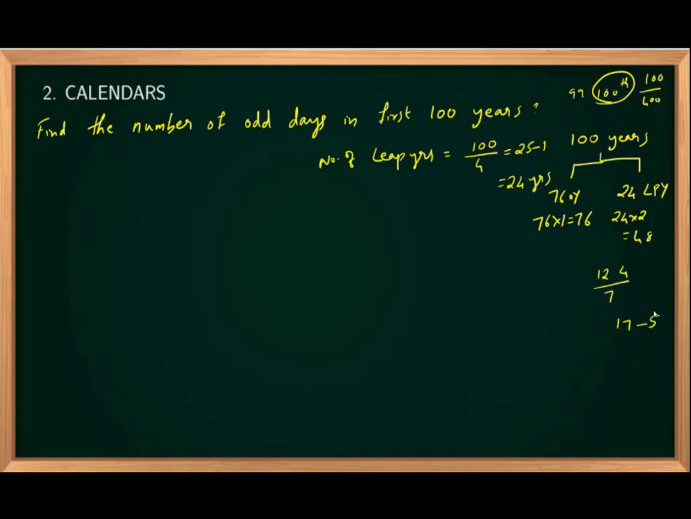So in the first 100 years, there will be 5 odd days. Odd days will be 5 days. Is it clear? Okay, then can you find the number of odd days in the first 200 years?